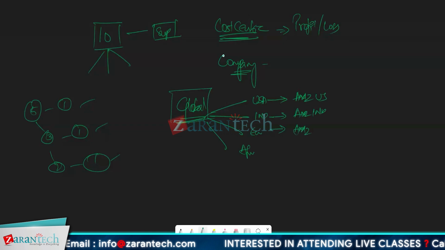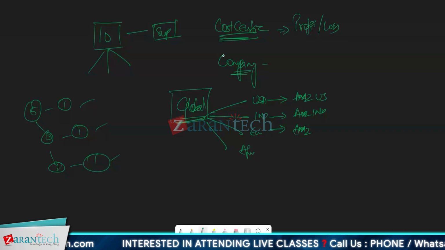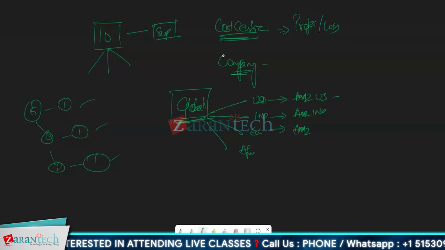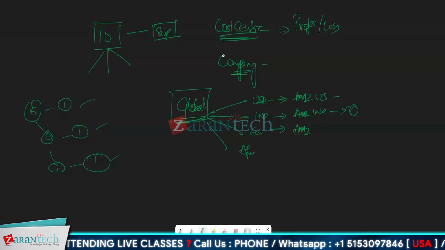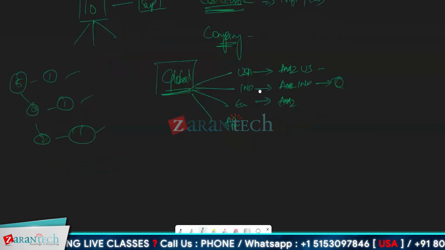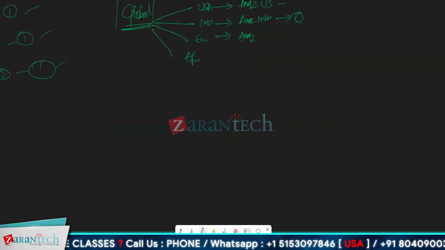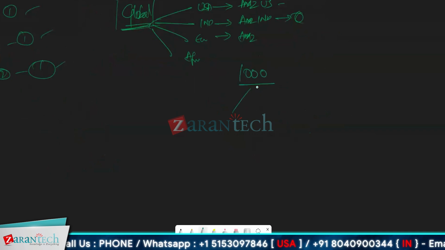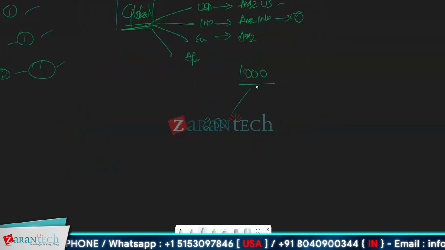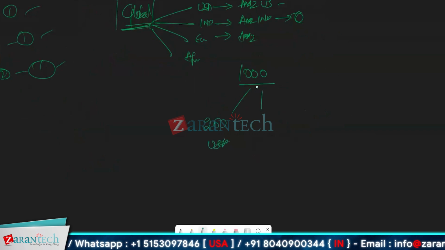So if you have, let's say, 1,000 employees across the globe, out of this, 250 employees are from USA, you have 250 from India, and you have 500 from, let's say, Japan. You will have to create three legal entities: one for USA, one for India, and one for Japan.